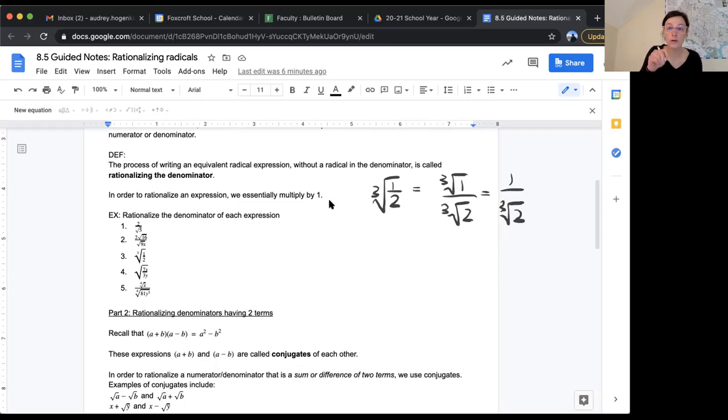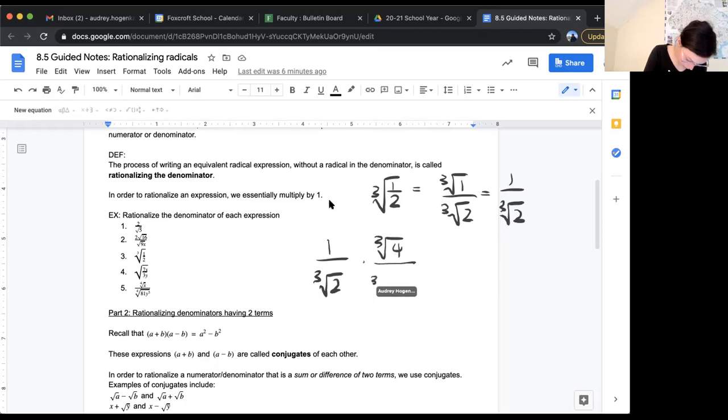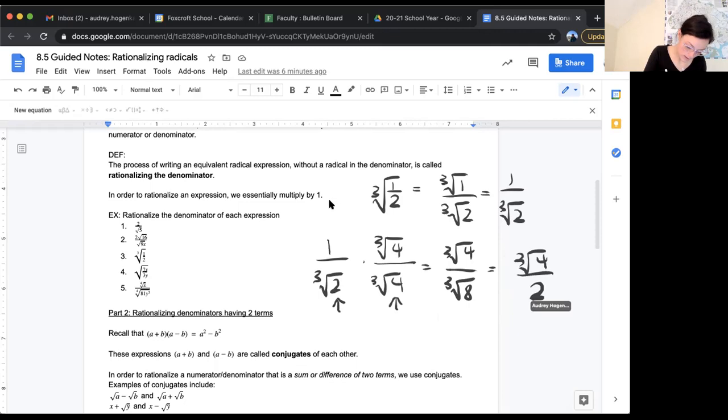Okay, so we want to get 2 to 8, which is the next perfect cube. So in order to do that, we're going to have 1 over the cube root of 2 times the cube root of 4 over the cube root of 4. That's going to get me in my numerator the cube root of 4, and in my denominator the cube root of 2 times 4, which is the cube root of 8. The cube root of 8 is 2, and so I'm going to get the cube root of 4 over 2. I have no radical in my denominator anymore, just as I had hoped.